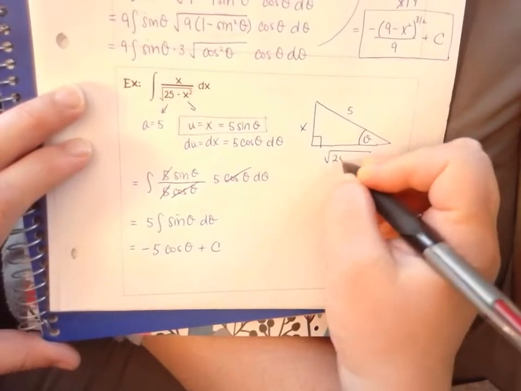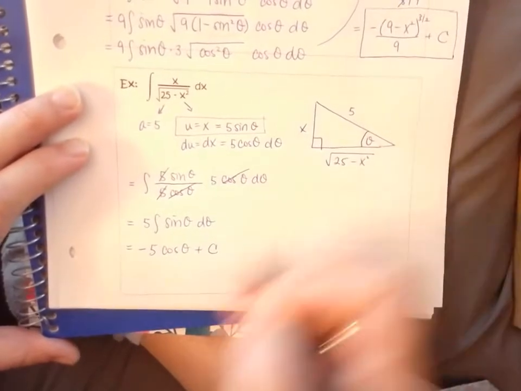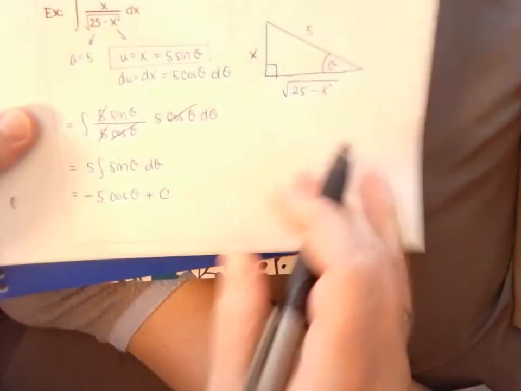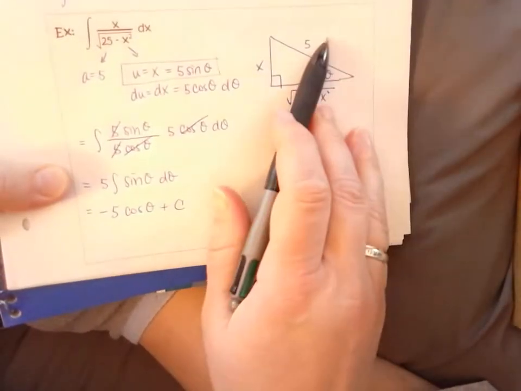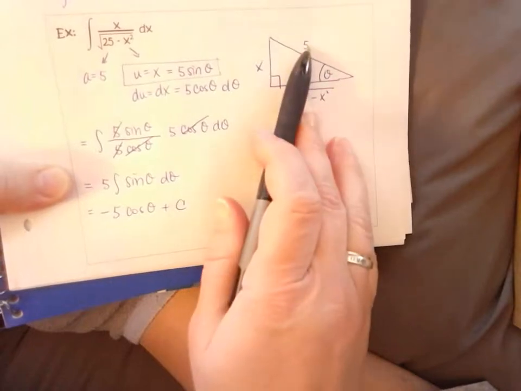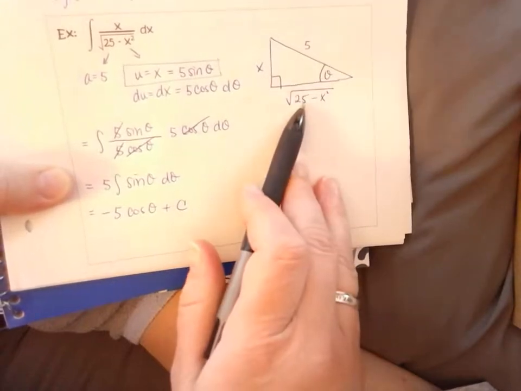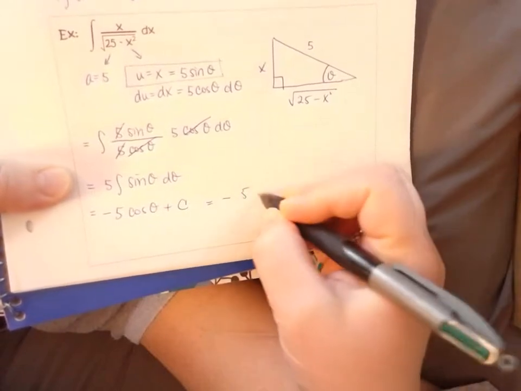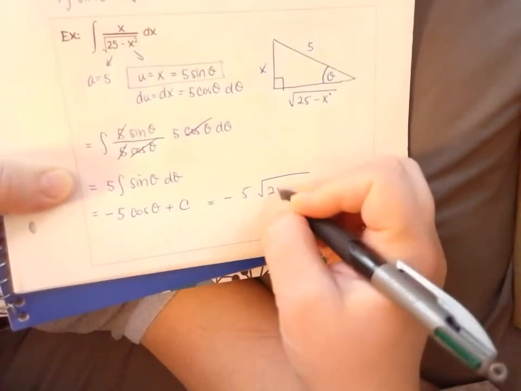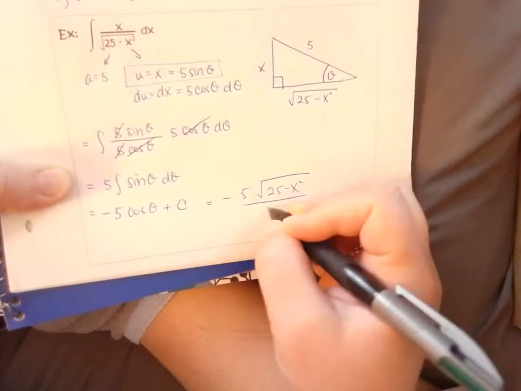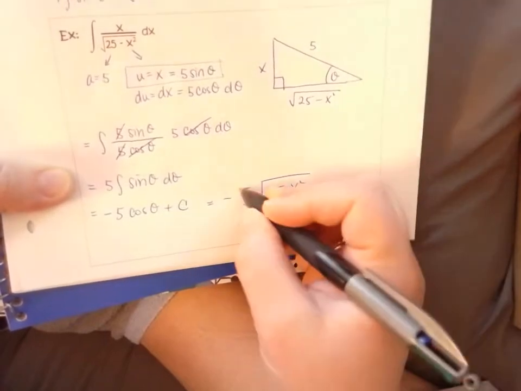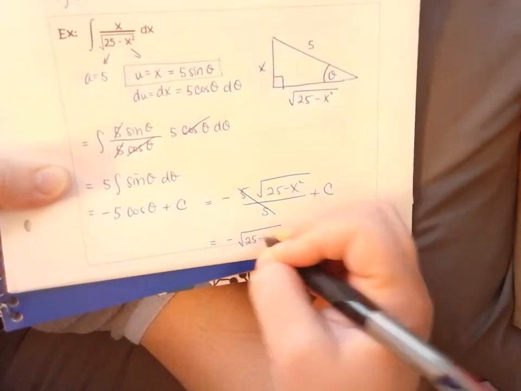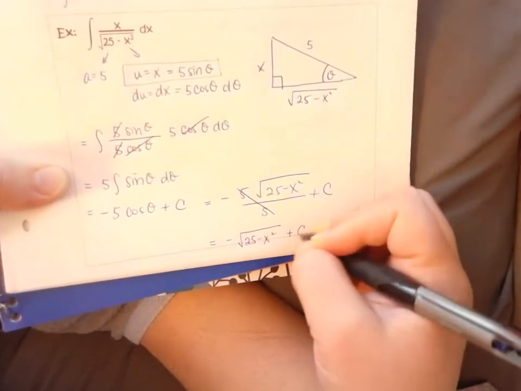Again, the Pythagorean theorem would work just as well if you didn't trust me or if you didn't want to just accept that. That's fine. All right, so cosine, according to this picture, would be adjacent over hypotenuse, or square root of 25 minus x squared over 5, which means this becomes negative 5 times the square root of 25 minus x squared over 5. Or in other words, negative square root of 25 minus x squared plus c.